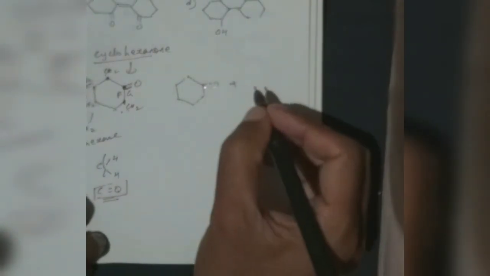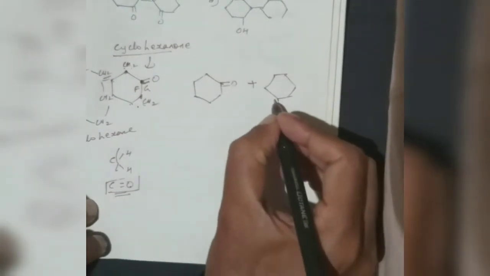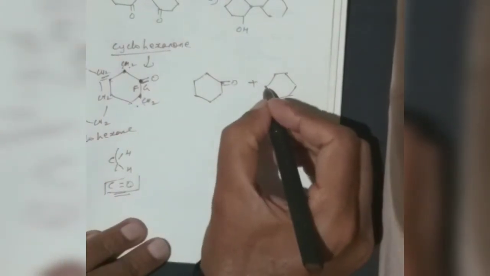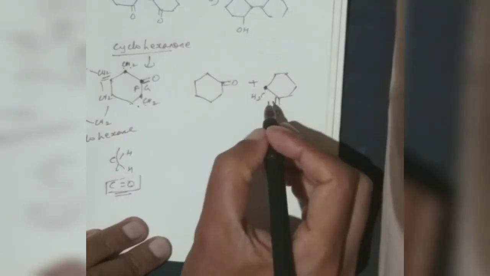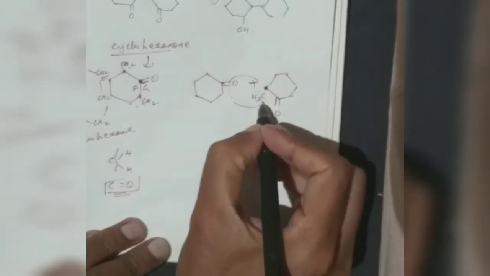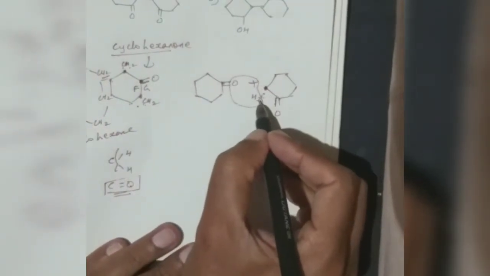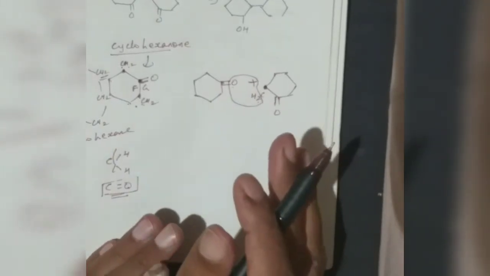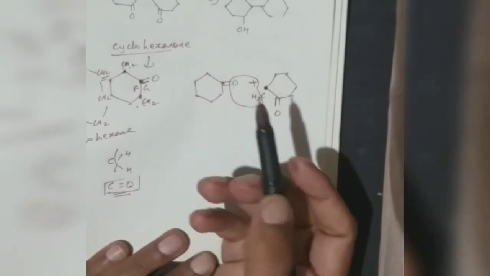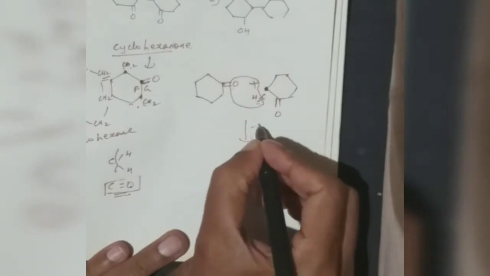Then I will take one more cyclohexanone, like double bond O. Now we know that each has got a CH2. So what happens? Elimination of a water molecule will take place. For any final product, from the alpha hydrogen, remove the 2 hydrogens, and from the other aldehyde, remove the oxygen. It's a small trick you can use: remove the hydrogens from the alpha carbon and remove this oxygen. So minus H2 will be there.